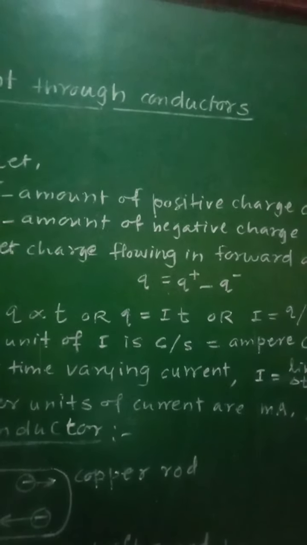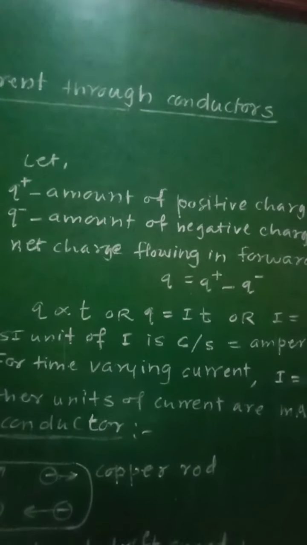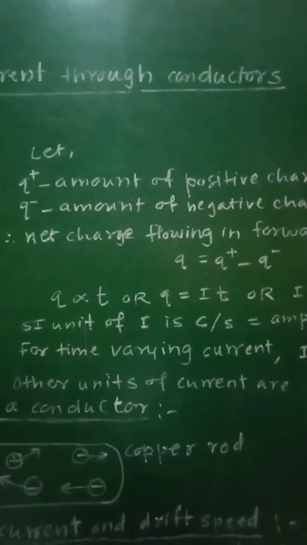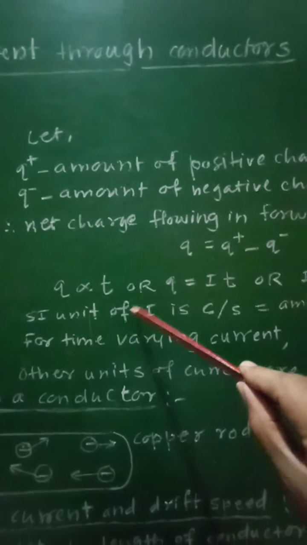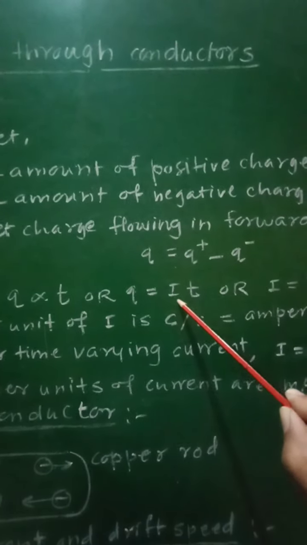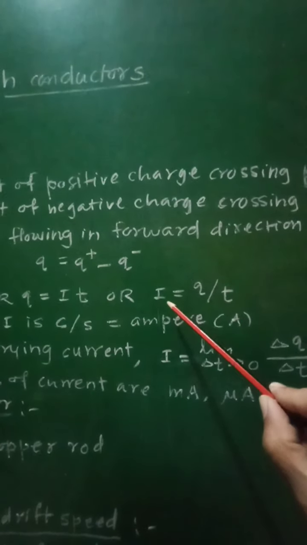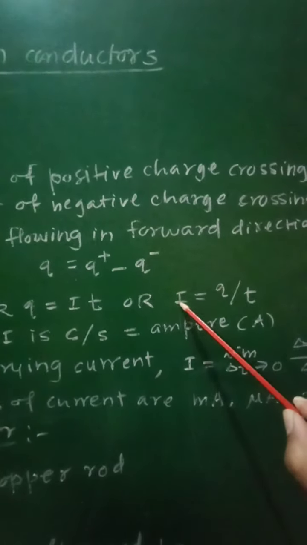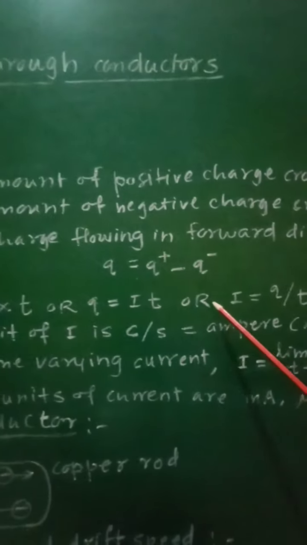And therefore for steady flow of charges the quantity Q is proportional to the time interval T, that is Q is proportional to T, or Q will be equal to I into T, where I is the proportionality constant, or it will be written as I is equal to Q by T, where I will represent the current. That is, the ratio of charge and time will be nothing but the current, that is, the rate of flow of charge per unit time will be called current.